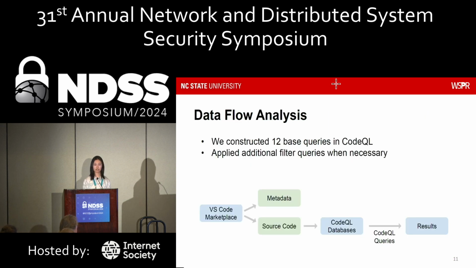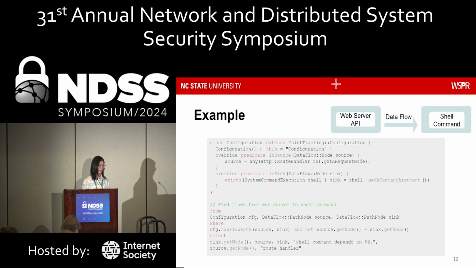And we built our data flow analysis on top of CodeQL, which is a static analysis tool that supports multiple languages. You could take source code and build it into a CodeQL database, and then you can construct queries to find specific data flows or code patterns in the databases. So from the 4 sources and 3 sinks, we have a combination of 12 queries we constructed.